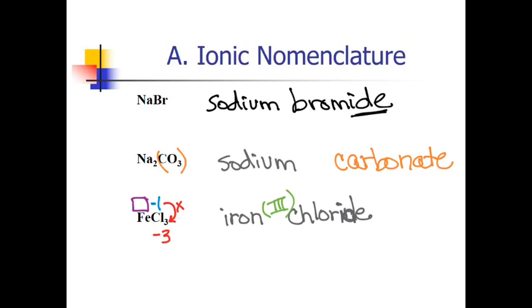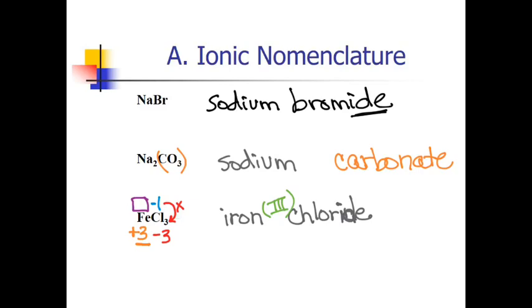Step number 4. Since this is a neutral compound, I need the number right here to cancel whatever is under the anion. So what do you add to a -3 to get 0 so they cancel? That is going to be a +3. So those two numbers at the bottom need to cancel each other. Next step.